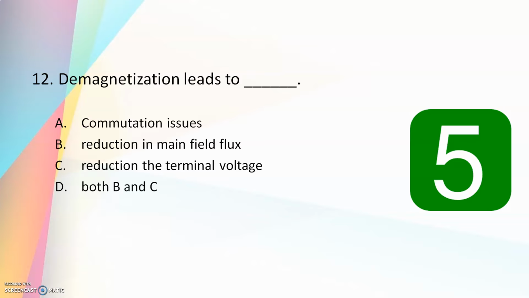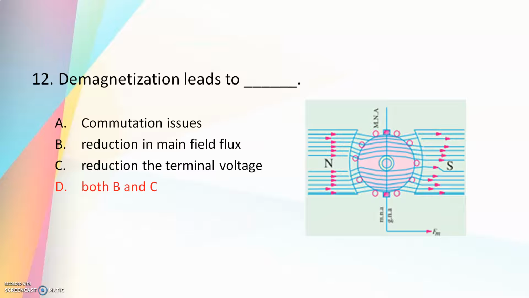And the answer is both B and C, that is reduction in main field flux and reduction in the terminal voltage. Demagnetization is one of the effects of armature reaction. By vector addition, we can see that it reduces or weakens the main field flux. So it reduces the induced EMF or the terminal voltage in case of generation, because the generated voltage is proportional to the flux.